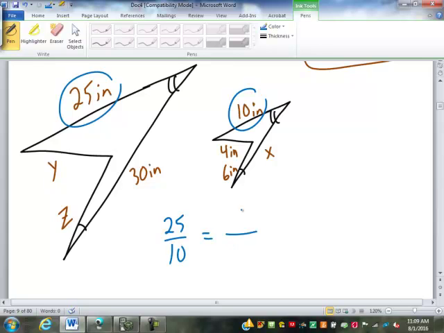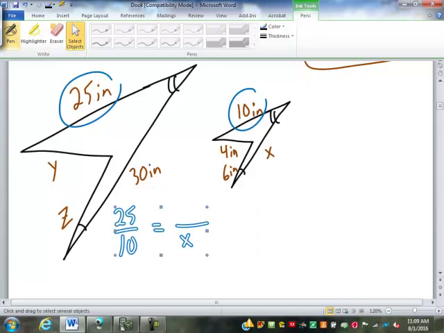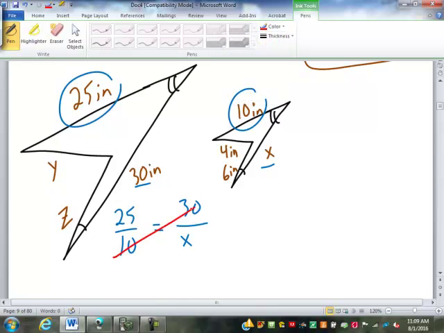Is X going to go top or bottom? X goes with the 10. Very good. So what's going to go above the X? It matches up with the 30, so 30 goes there. Cross multiply and divide gives us that X equals 12.